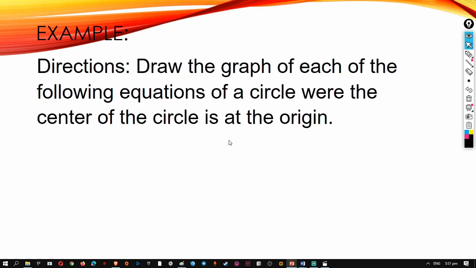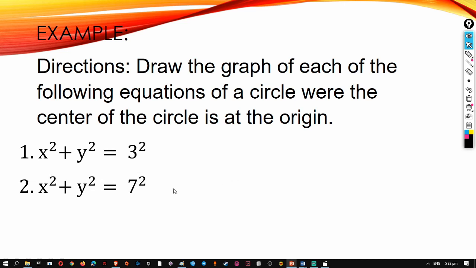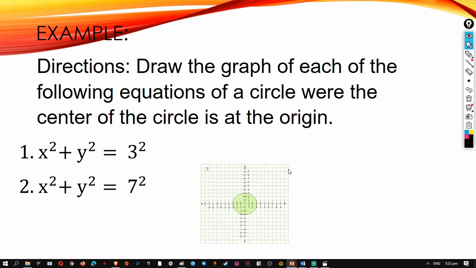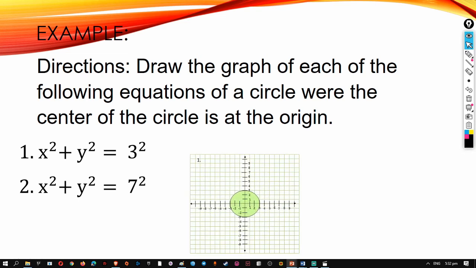So, draw the graph of each of the following equations of a circle where the center of the circle is at the origin. So, dahil x squared plus y squared is equal to 3 squared, bibilang lang kayo ng 3 units mula sa origin. To the left, to the right, above, below. O, yung isa naman, 7 naman. 7 units to the left, to the right, above, and below. So, ang magiging sagot ay, charan! So, ayan po ang number 1.